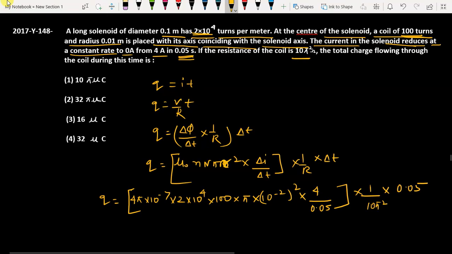If you will calculate all these things, then the charge that we are going to get is 32 microcoulomb. So this one is the correct one. Thank you.